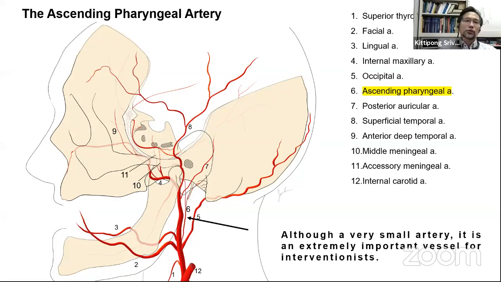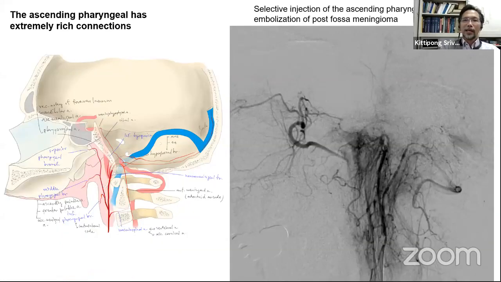Like the anterior choroidal artery, it's very small, but you can get occlusion of the internal carotid artery without consequence, while occlusion of the anterior choroidal artery can be very devastating for the patient. Okay, so this is a very small artery. You might miss it, you don't see it very well, but it has a lot of connections. I will not be able to talk about everything about the ascending pharyngeal artery with the limited time.